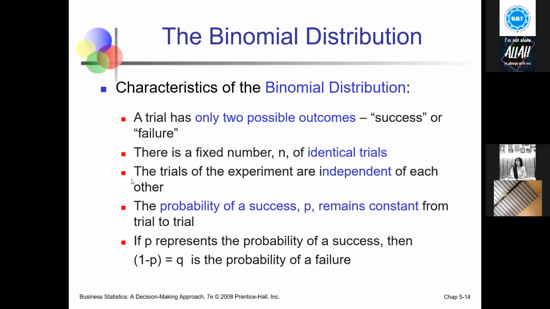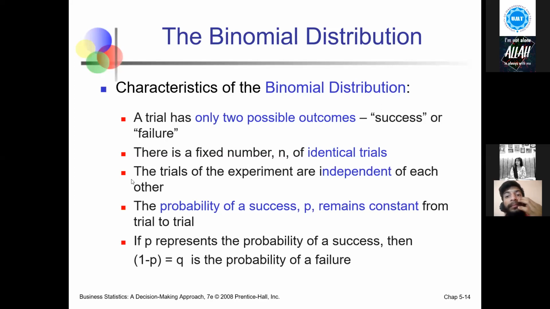The fourth property is that the probability of success, P, remains constant or fixed for each trial. So it means that whether we are tossing a coin, rolling a die, playing cards, or doing any kind of experiment, we have to know that the probability of each trial must be the same. You can say the probability of success remains constant.